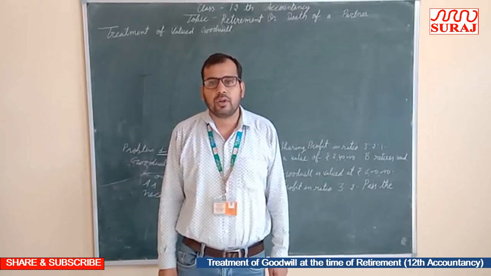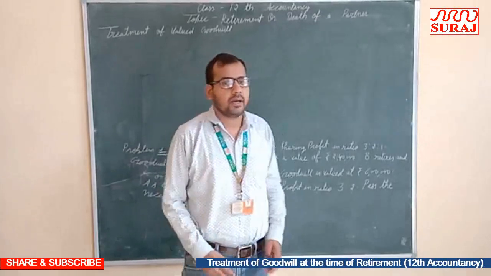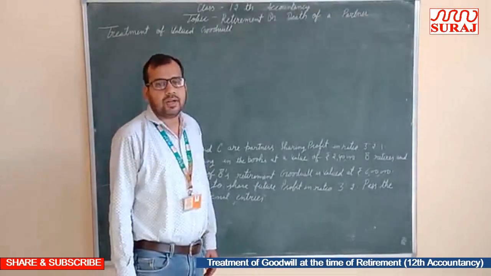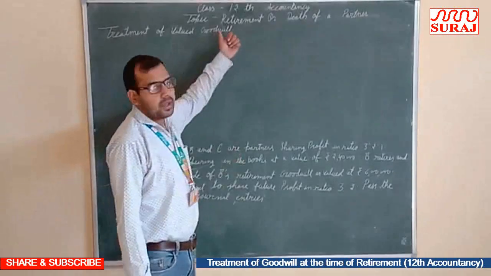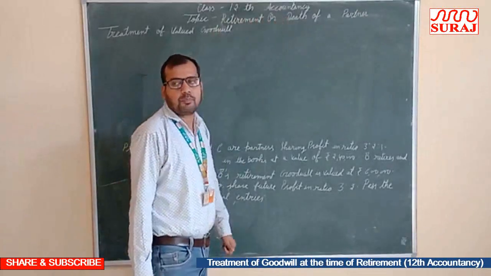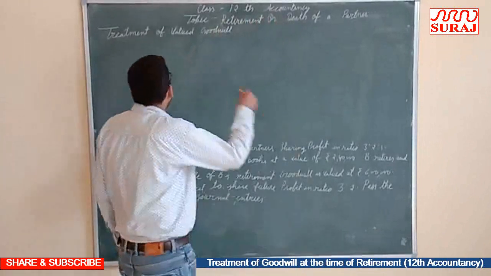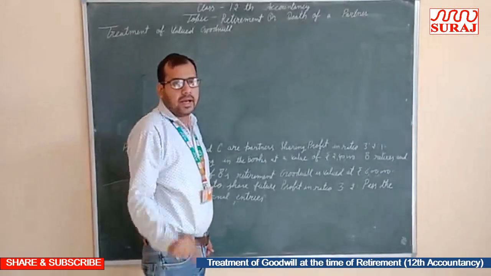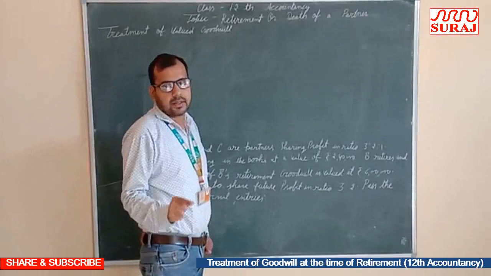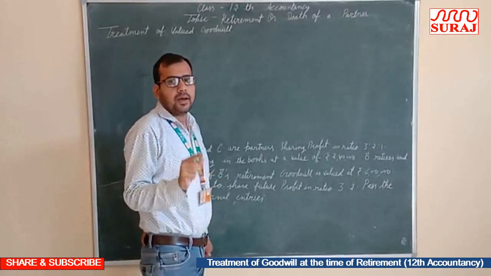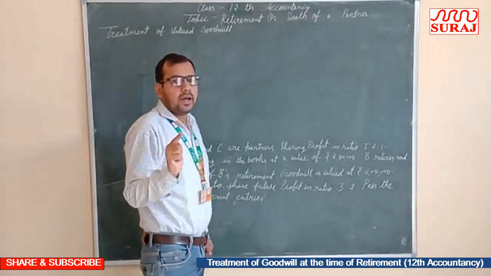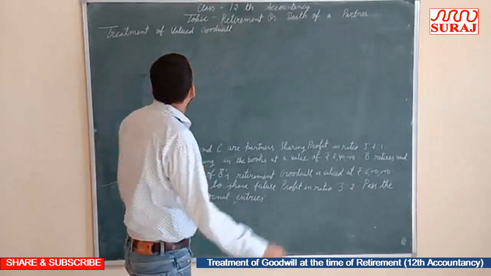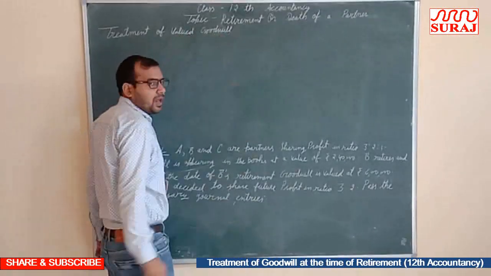On behalf of Suraj School, yesterday I taught you the topic calculation of new ratio and gain ratio. Today I will teach you the topic treatment of goodwill in case of retirement or death of a partner. Treatment of valued goodwill. When a partner retires, he gets three things: share in goodwill, share in reserve, and share in revaluation of assets and liabilities.